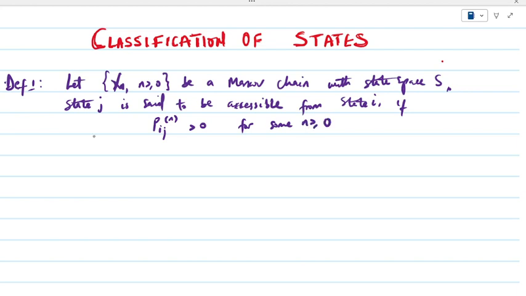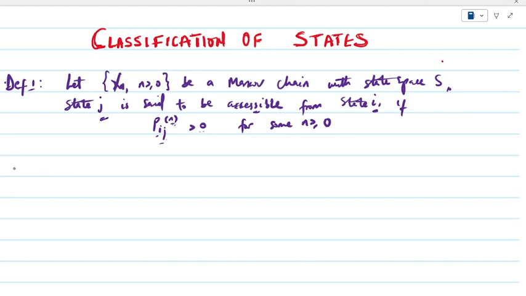Is that okay? So state j is said to be accessible from state i if the probability of transition from i to j over n steps is greater than 0. If it is equal to 0, that means it's not possible to move from state i to state j. But if it is greater than 0, then there's a probability of moving from state i to state j. It can be over the first step, the second step, the third step, however many.